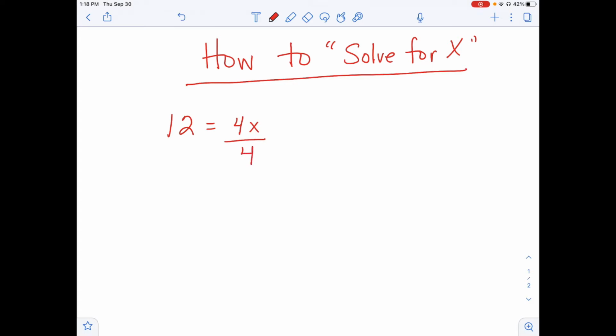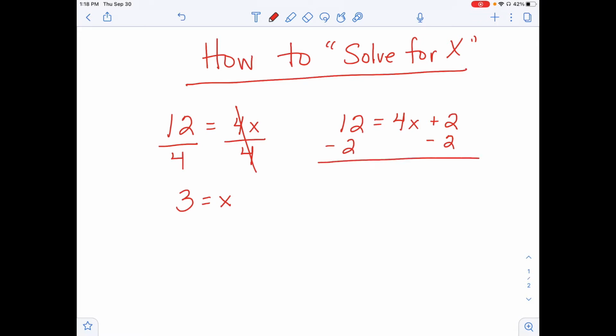You divide by 4 on this side, divide by 4 on this side. This 4 cancels out. 12 divided by 4 is 3, and 3 equals x. What about this? 12 equals 4x plus 2. In order to solve for x there, we need to start with the addition. Subtract the 2 on this side, subtract the 2 on this side. So we end up with 10 equals 4x.